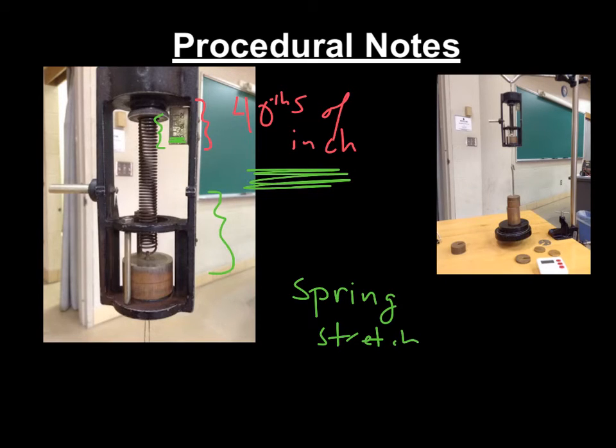So your spring stretch will be this delta r, which is this right here. And you'll get some F0, which is when this is set at 0, how much force it takes to balance.